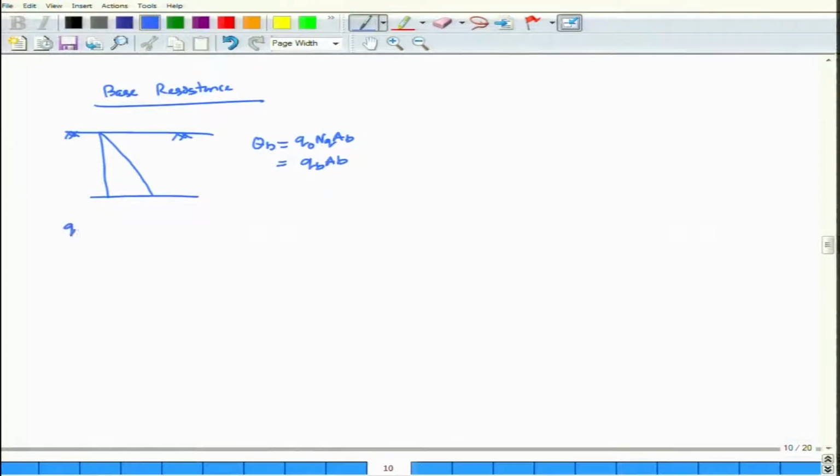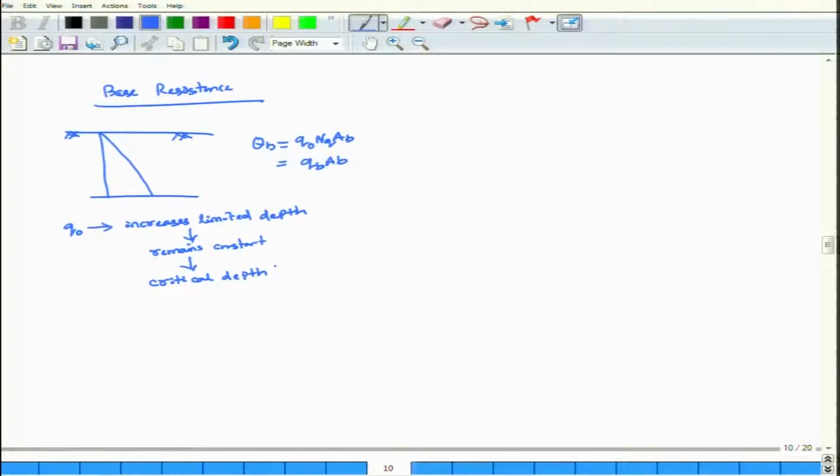So, Q0 increases with a limited depth, beyond which it remains constant. For a pile, up to a certain depth Q0 increases, beyond which it remains constant. So, it has nothing to do with the embedment depth of the pile. That is called your critical depth.